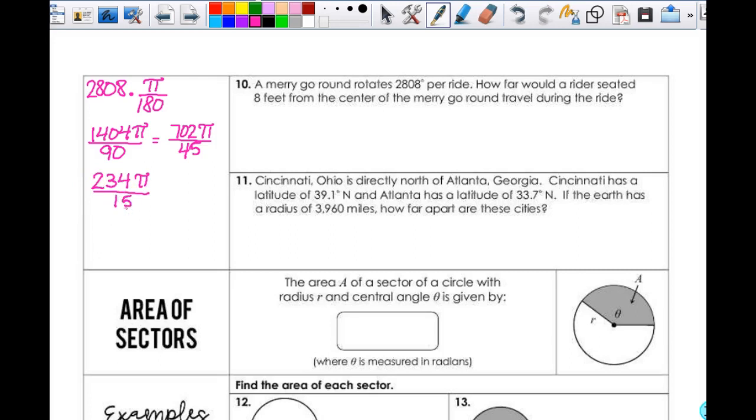Can I reduce any more? Is 234 divisible by 3? Yes, because the digits add up. So I can do it again. 3 goes into 23 7 times with 2 left over. 3 goes into 24 8 times. And then I can't reduce anymore.